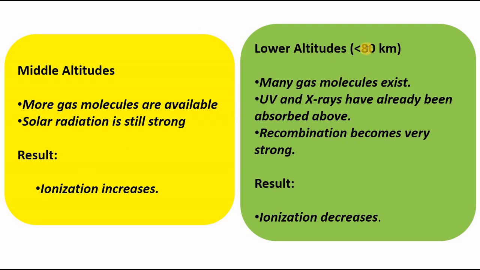Then at lower altitudes, that is less than 80 kilometers, the amount of gas molecules is high, but the solar radiation is absorbed by the middle altitudes. The gas molecules in the middle altitudes absorb the energy from the solar radiation, the UV and X-rays, so it is already consumed. The amount that reaches the lower altitudes is a bit less. So as ionization decreases, recombination becomes strong.